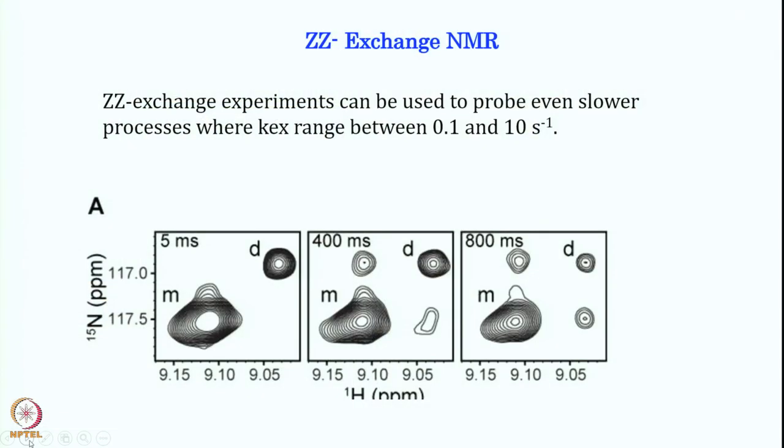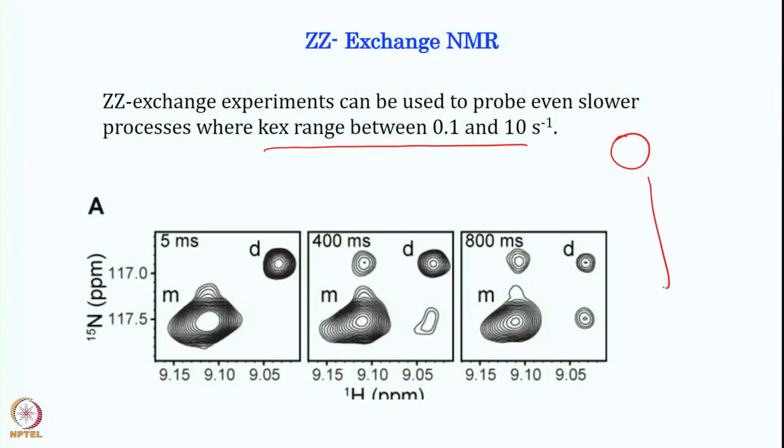Let us move to another important experiment called Z-Z exchange. Z-Z exchange essentially probes the slower process, where the exchange rate ranges from 0.1 to 10 per second. Suppose two states are exchanging really slowly. Say one protein is going from monomer to dimer. It is a self association, a protein-protein interaction. This is a monomer and this is a dimer, and the exchange between them is happening really slowly, on the order of 0.1 to 10 seconds. This is slow on the NMR time scale.